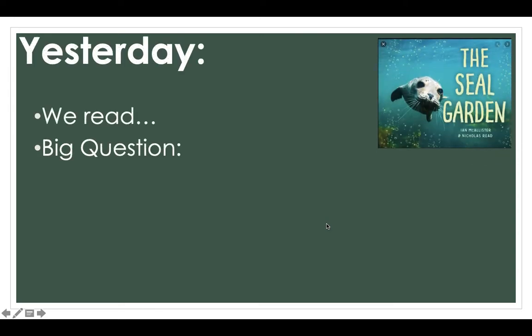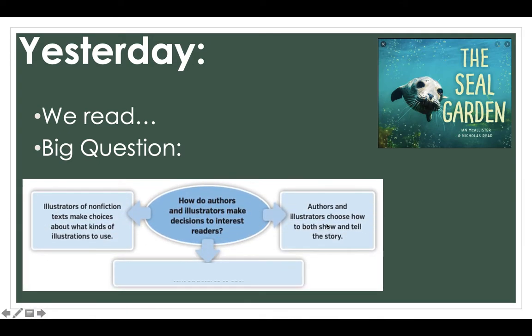Yesterday we read The Seal Garden by Anne McAllister and Nicholas Reedy. And we've been talking this week about how authors and illustrators make decisions to interest their readers. And we know that they have to make choices about what kinds of illustrations to use and words. And then we also talked about how they have to show and tell the story.